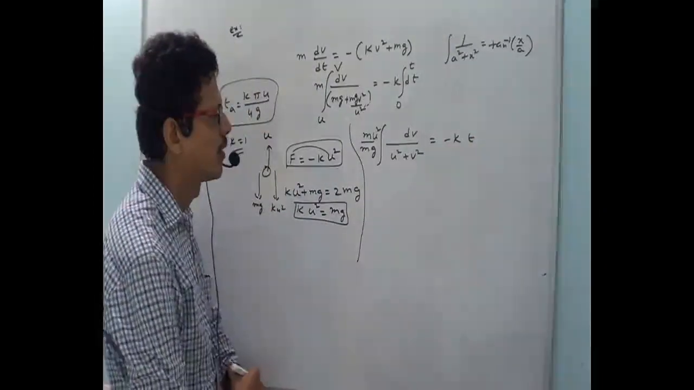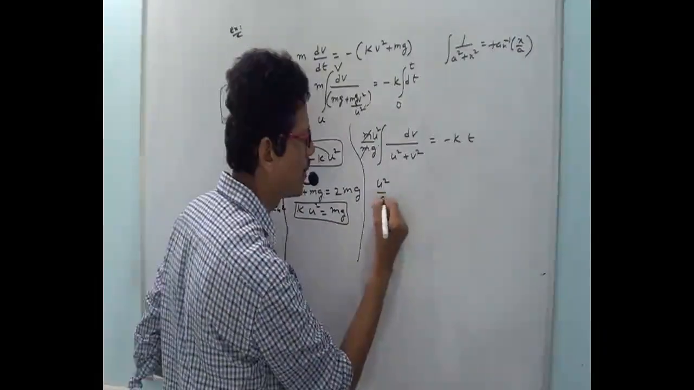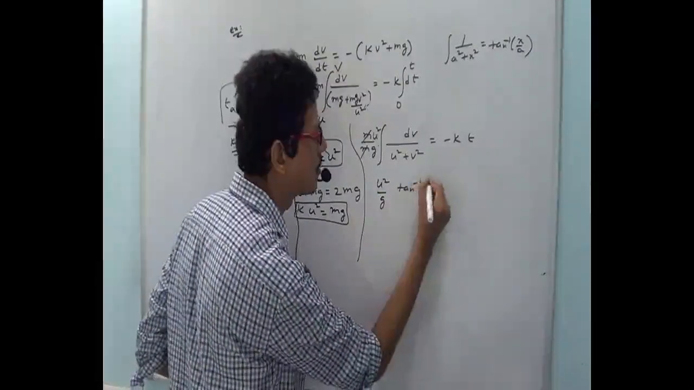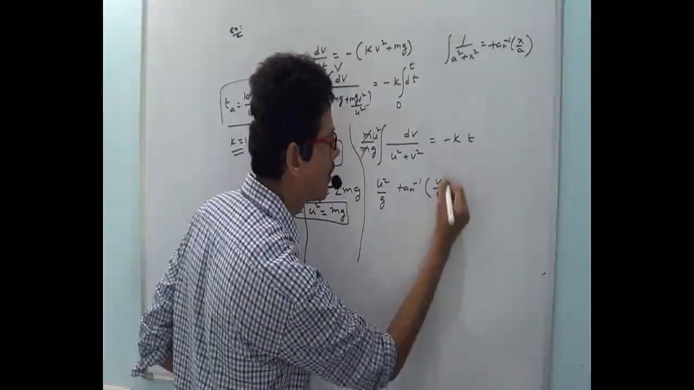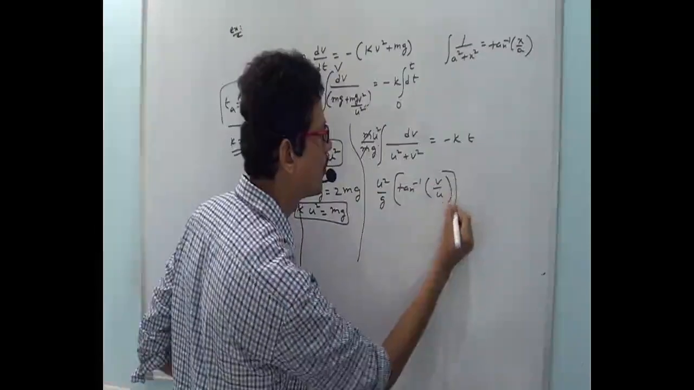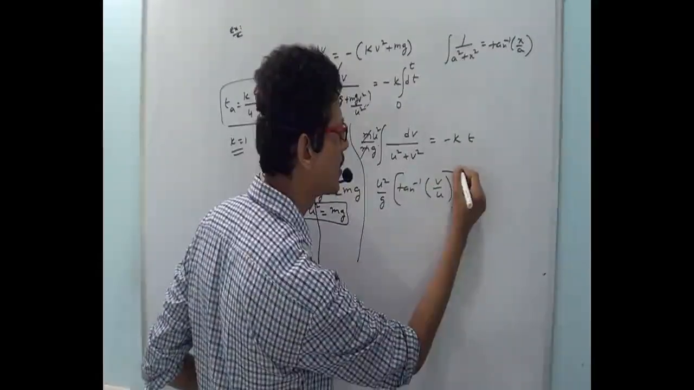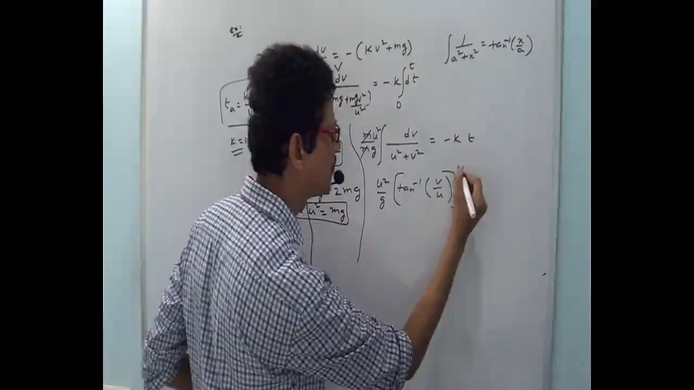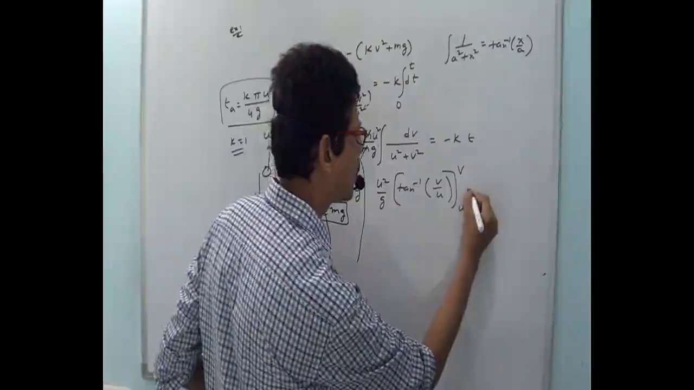Okay, what is the formula I said just now? u square by g, tan inverse x by a, and v by u, tan inverse v by u. Okay, what is the lower limit? Lower limit is u, upper limit is v.